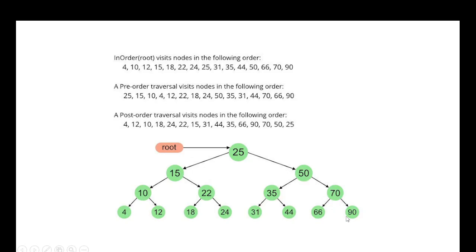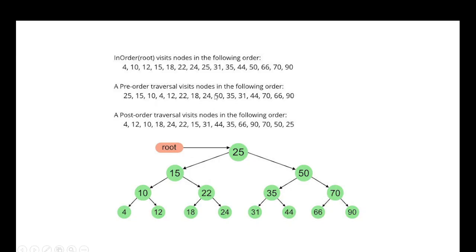Let us see post-order. For post-order, it is left, right, root. So the root, you can see 25, is coming at the end. Now let us take the left post-order for this. So the left post-order for this is going to be 4, 12, 10. This is the left. 18, 24, 22, the right, and then the root 15. Similarly here also 31, 44, 35. Then 66, 90, 70, then the root which is 50, then the root which is 25.